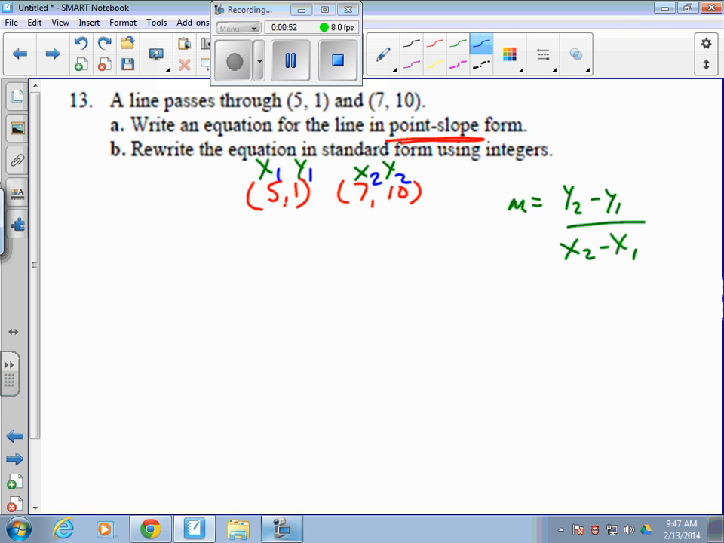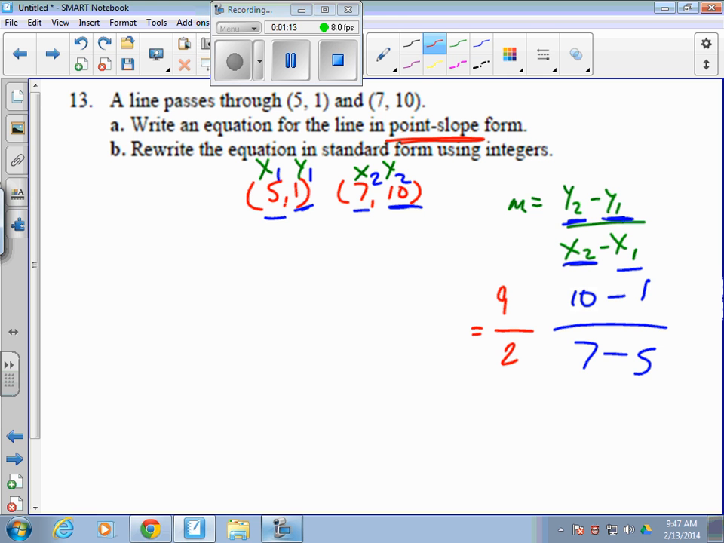So if you plug each of those values in where they belong, the first one asks you for y sub 2, that's 10, minus y sub 1, which is 1, over x sub 2's value, which is 7, minus x sub 1, which is 5. 10 minus 1 is 9, and 7 minus 5 is 2. So your slope of the equation is going to be 9 over 2.